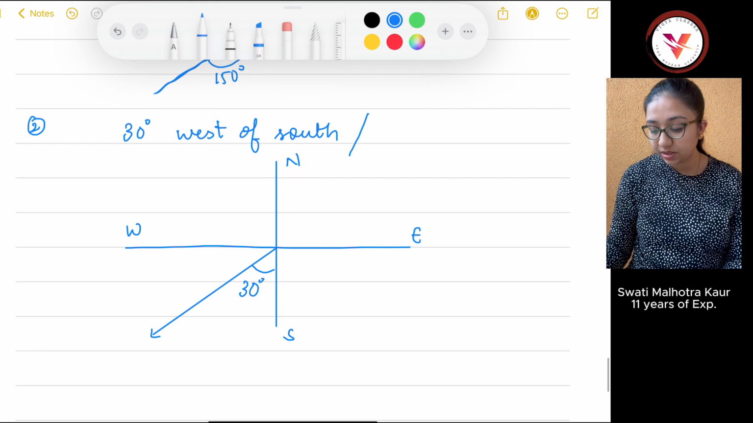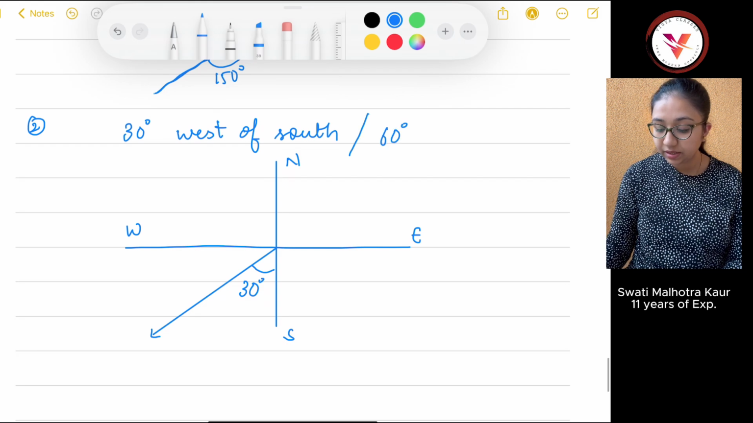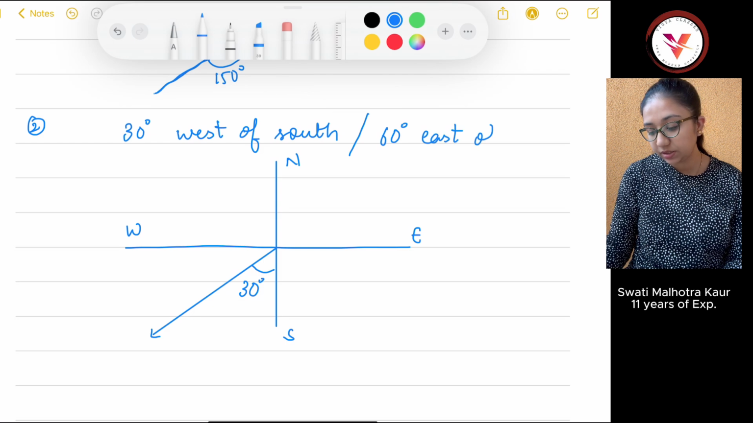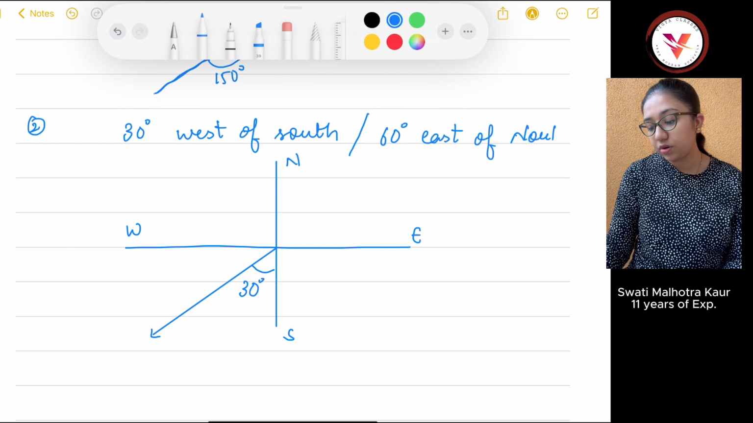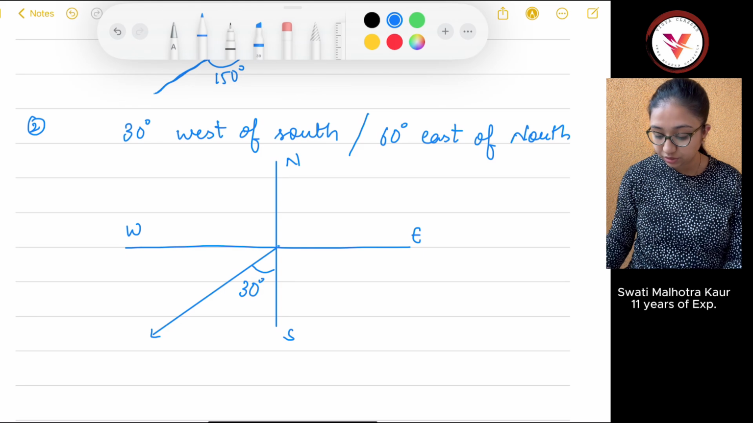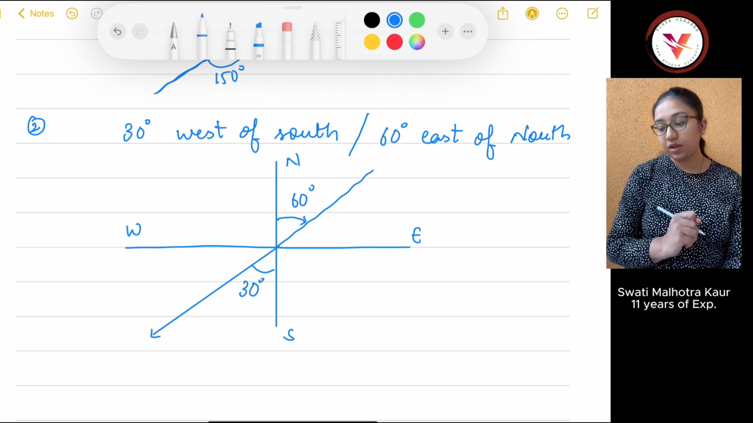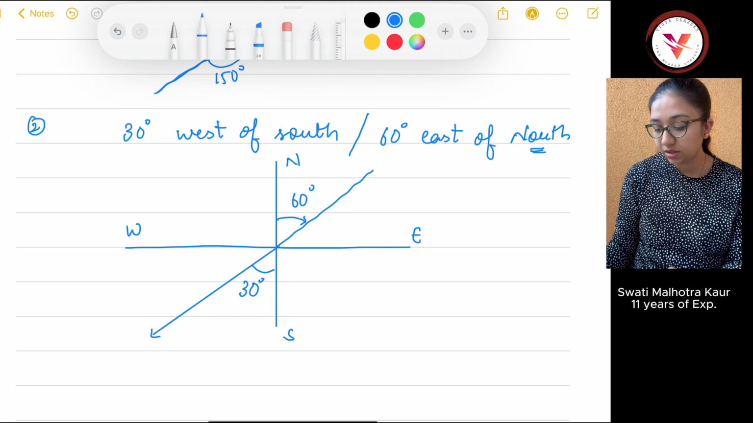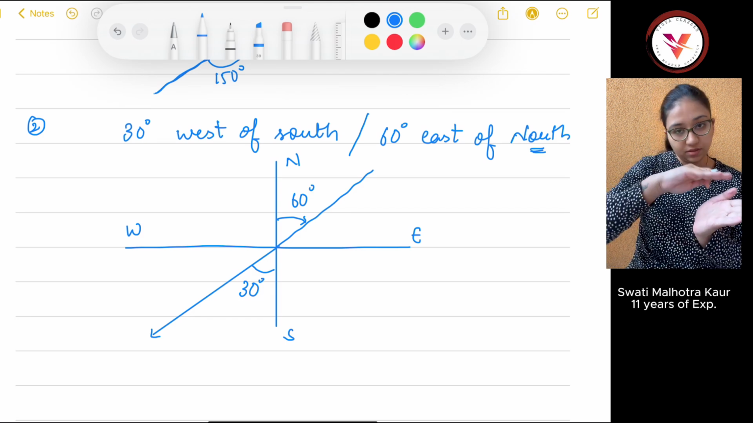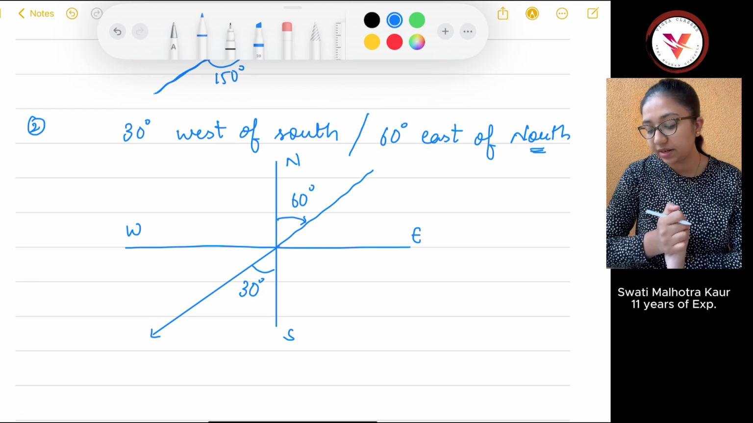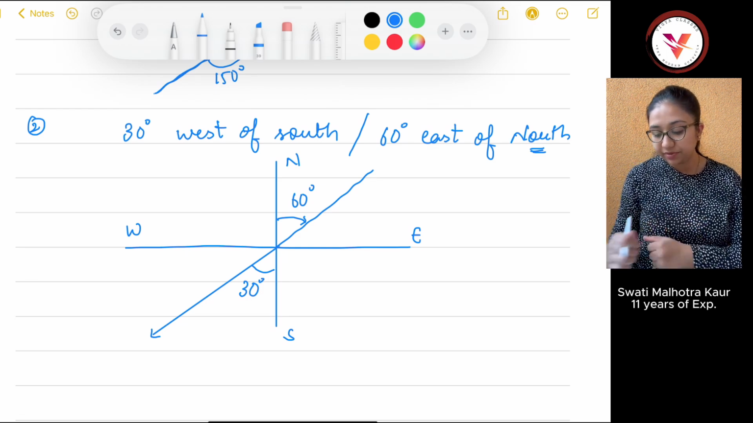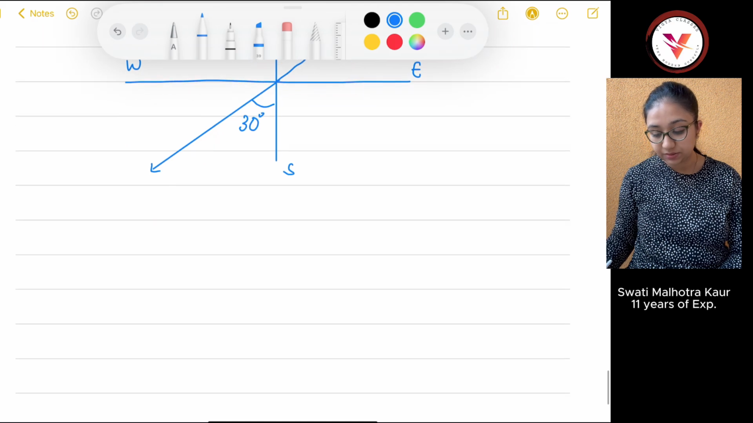If it is something like 60 degrees north of east, or let's say east of north, then it should be between east and north, and from north to east it's 60 degrees. So whatever the direction, the angle comes from that direction. This is the angle between the two vectors.